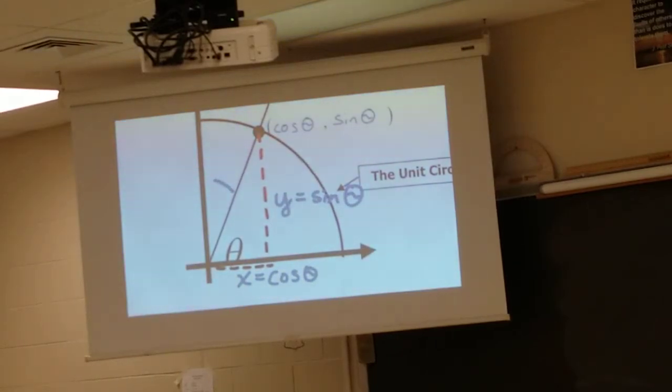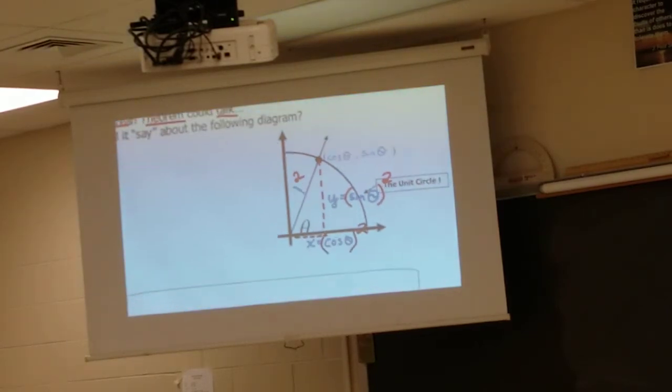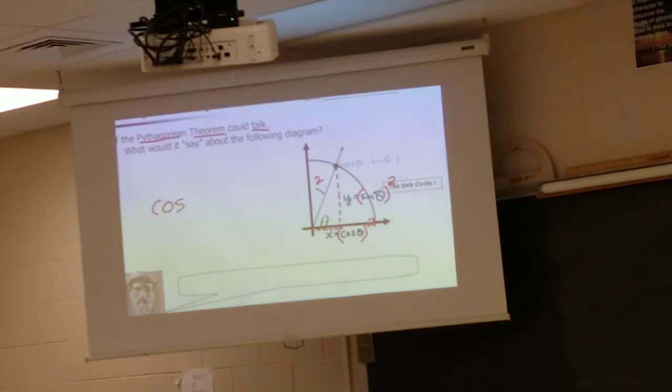It's getting ready to talk. There's another sound: the Pythagorean theorem. Can we get it to talk? What would it say about this diagram? Let me guide you along here. It would say that cosine squared plus sine squared would equal 1 squared.